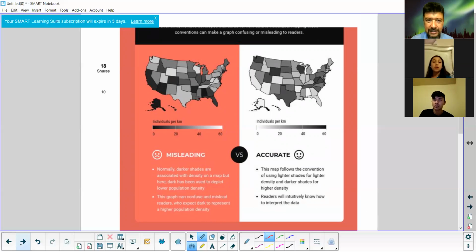Okay, I'll read it. It says, misleading. Normally, darker shades are associated with density on a map, but here darks are used to depict lower population density. This graph can confuse and mislead readers who expect dark to represent higher population density. So they're using it for the opposite effect. And it says right here, this map follows the convention of using lighter shades for lighter density and darker shades for higher density. So it kind of gives you the perspective of one or the other.